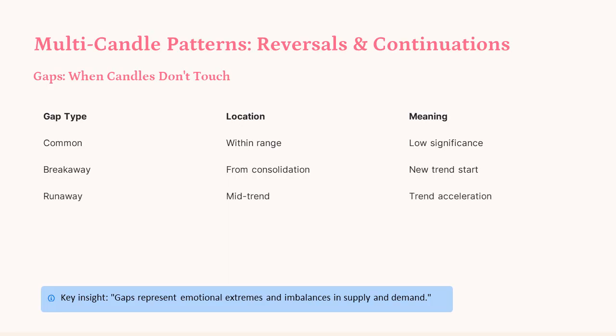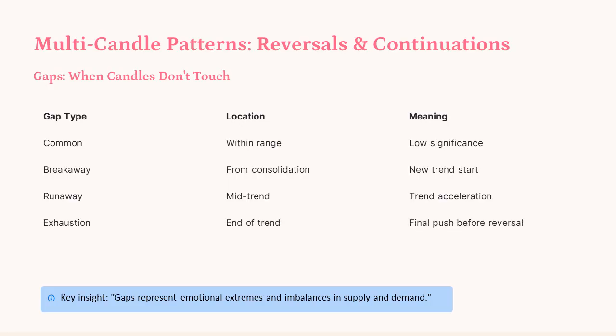Runaway gap, also called measuring gap. A runaway gap appears in the middle of a strong trend. It shows that the trend is accelerating. Momentum traders love runaway gaps because they confirm that the trend is strong and likely to continue. In classical technical analysis, runaway gaps often occur at the midpoint of a trend move.